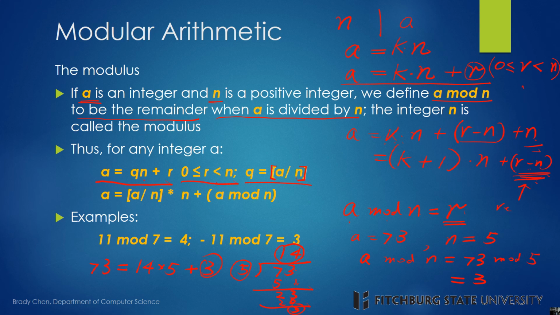So a can always be written this way, and we sometimes call q a floor division. When you divide a by n, the result may not be an integer. If it has a fractional part, then we get rid of the numbers after the decimal point. That's the floor division. We call it floor division.